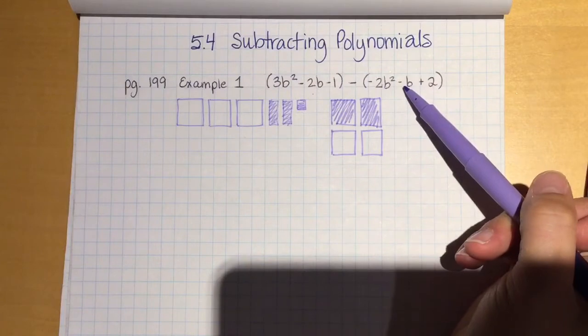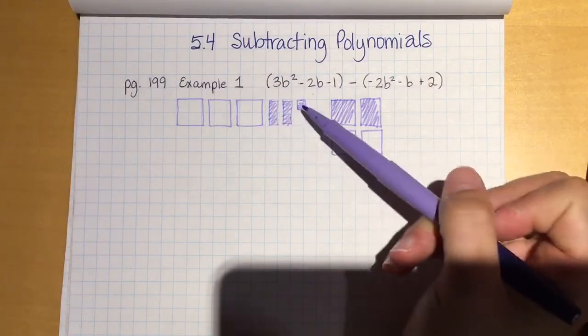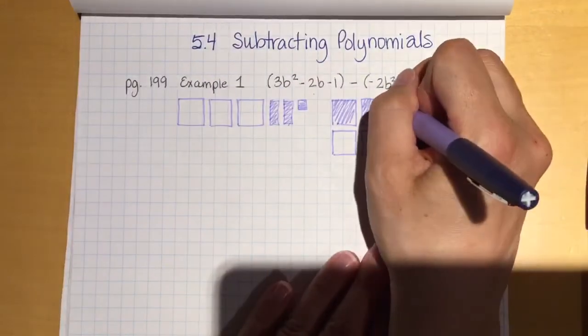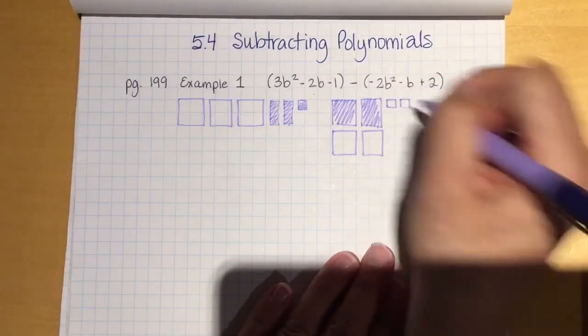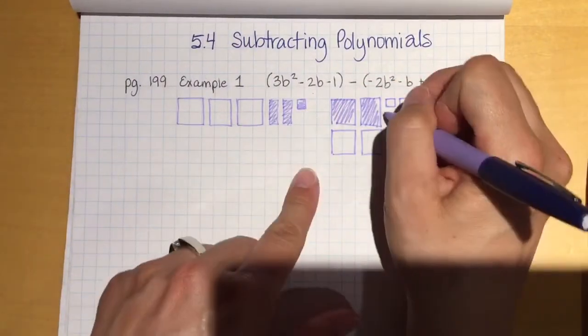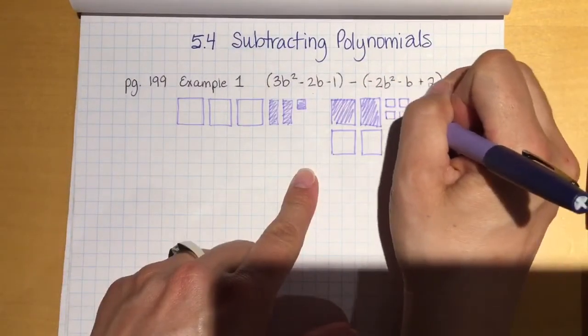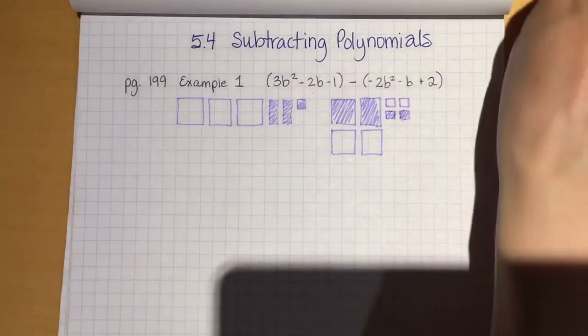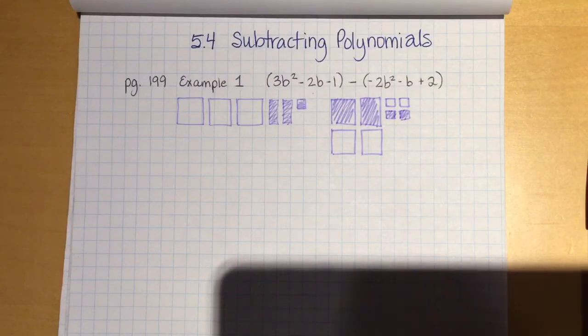Now let's see, do I have a negative b? Yes, so I'm good there. And then do I have any positives? No, so I'm going to add my two positives, but because that would change the polynomial that we have, I'm going to make that a zero pair. Okay, now I can subtract.